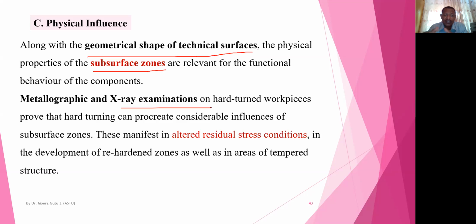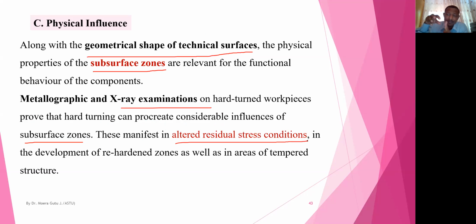What is the grain structure? Is it dendritic, or fine grain, or coarse grain? We have to examine it by X-ray examination or characterization, or energy dispersive spectroscopy or scanning electron microscopy can be used for characterization. This proves that hard turning can have a considerable influence on subsurface zones. This manifests in altered residual stress conditions.